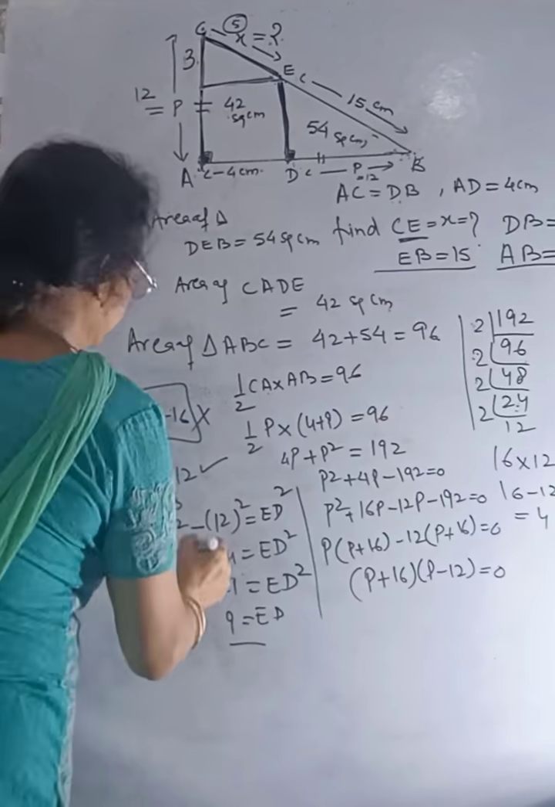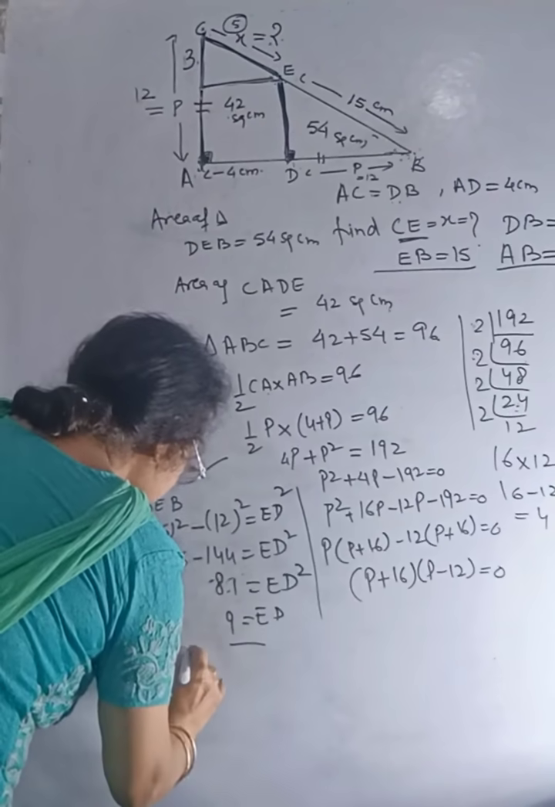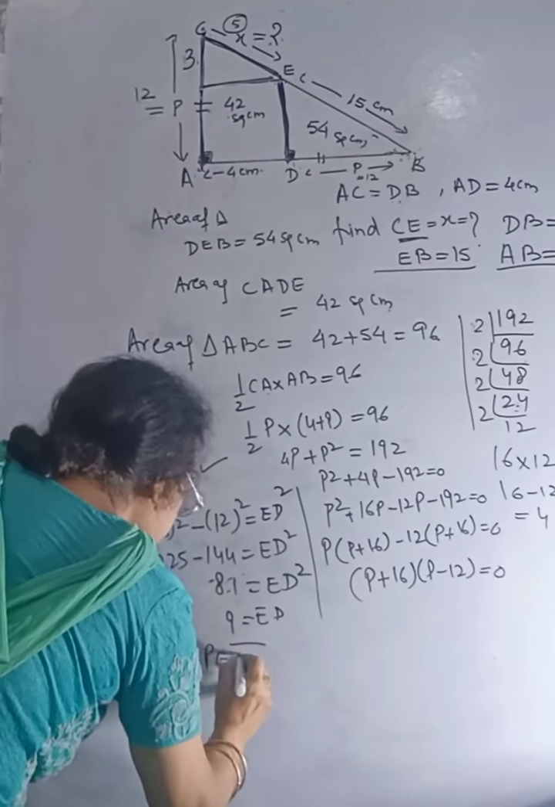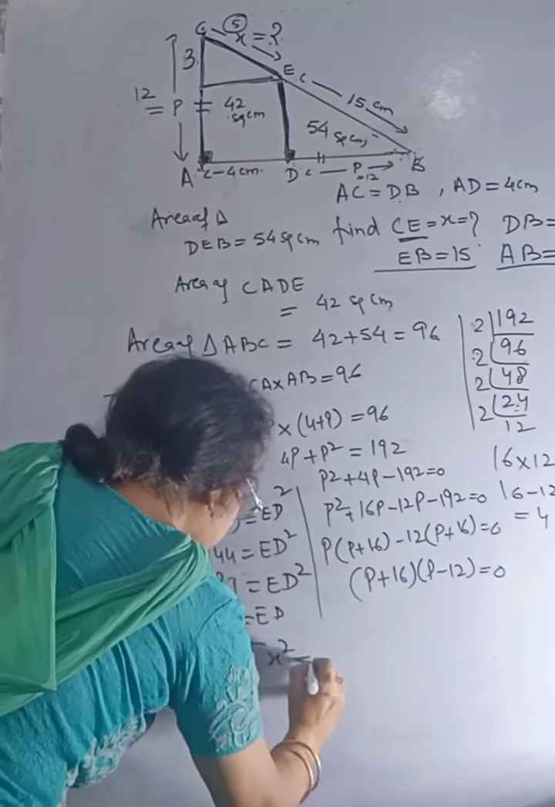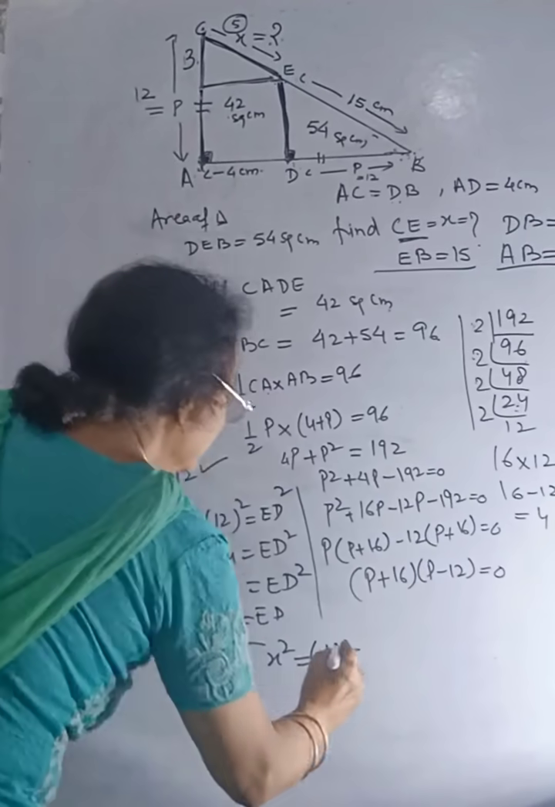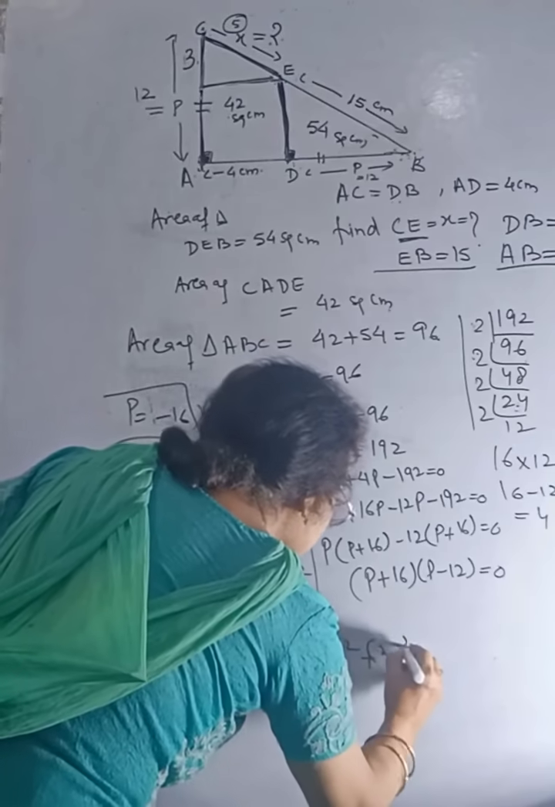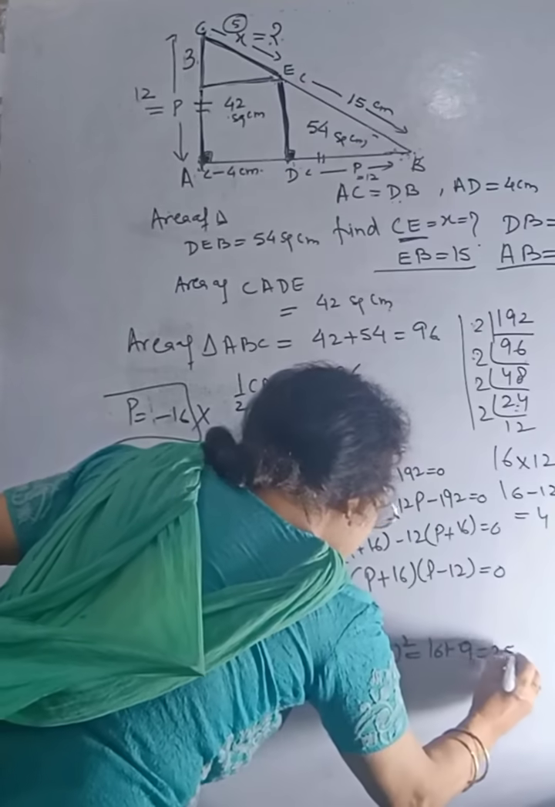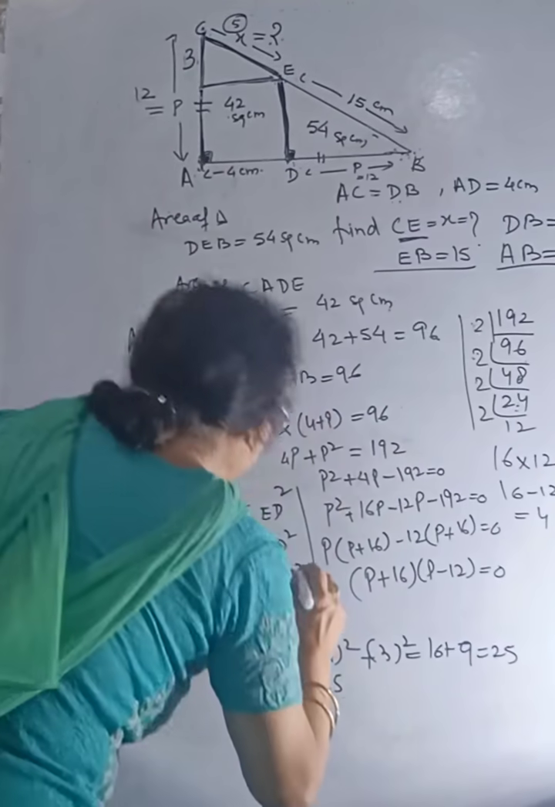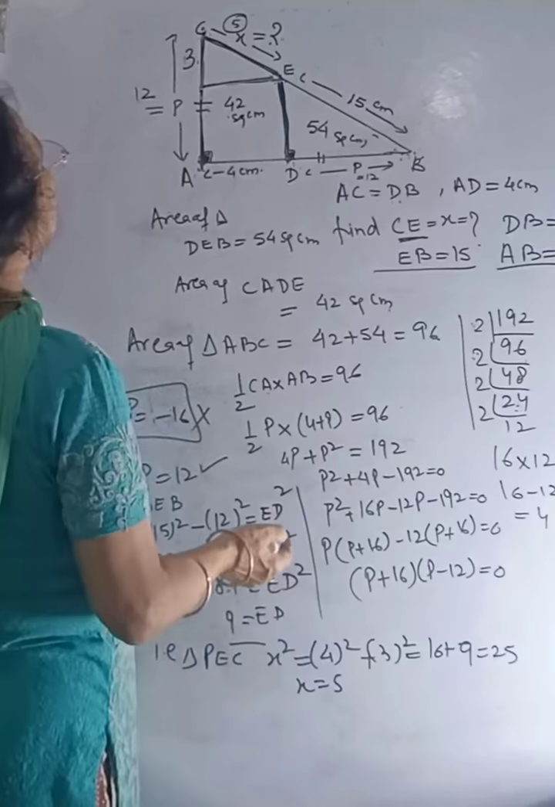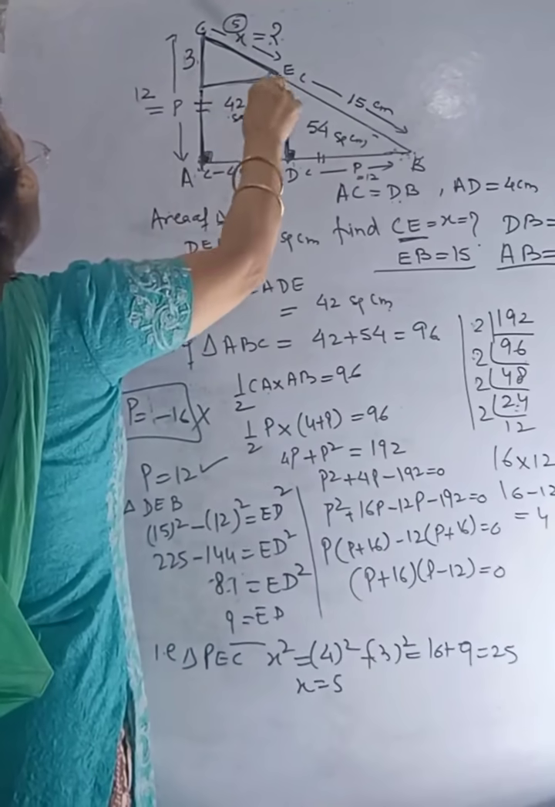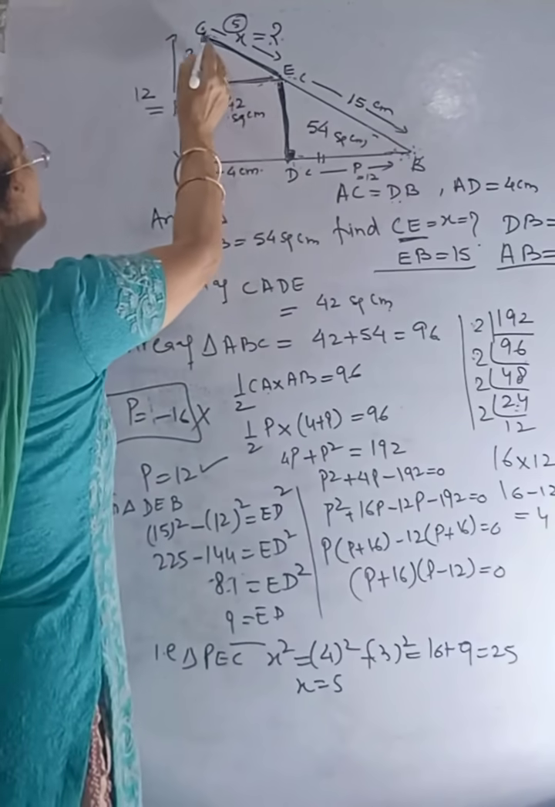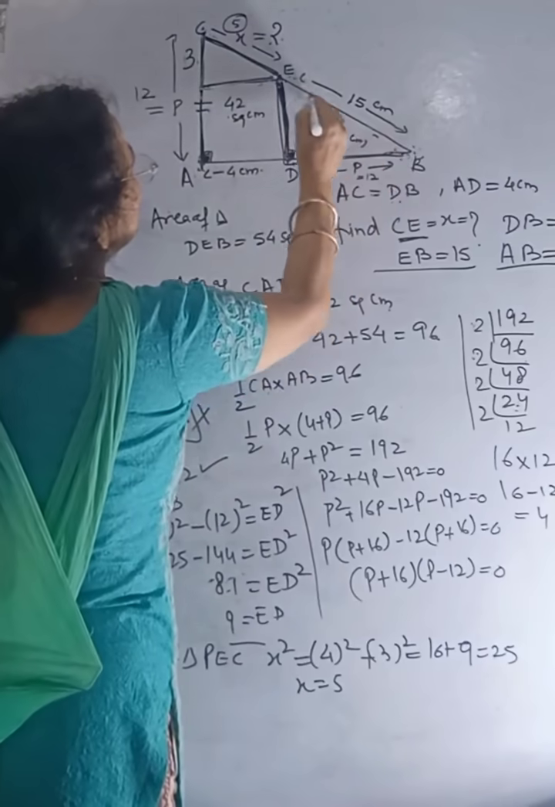It means in triangle PEC, x square will be equal to 4 square plus 3 square. That is 16 plus 9 is 25 and x will be equal to 5. Another method is also here. You can compare the hypotenuse upon base, x upon 4 is equal to 15 upon 12. This can also be done because these two triangles are similar to each other.